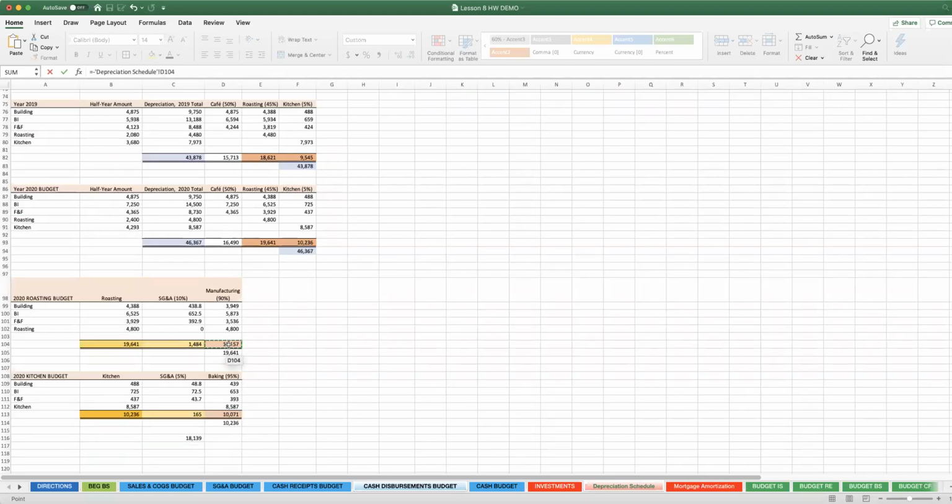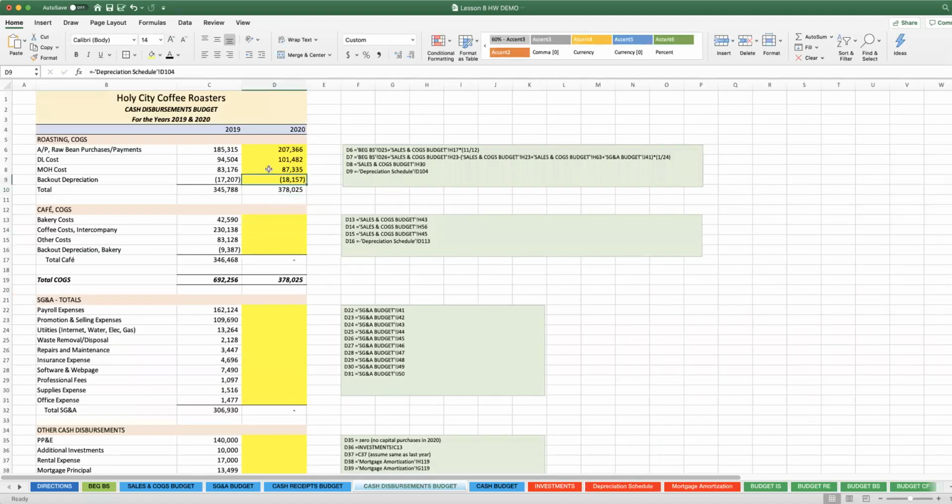All right, so that's the manufacturing depreciation for 2020, based on the roasting business. So you're backing that out because it's in here, it's part of MOH. You're backing out depreciation that's included in MOH, right? Because it's a non-cash item and you're doing cash disbursements. So you can't include it as a payment if it's not paid.